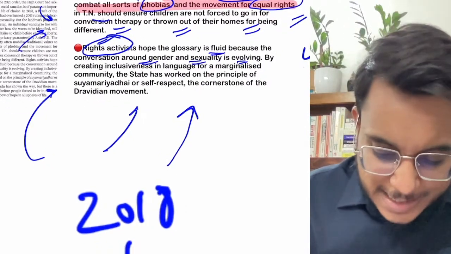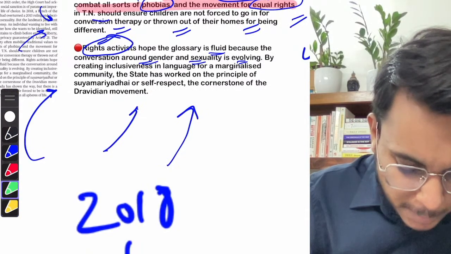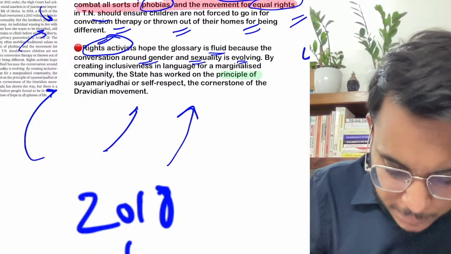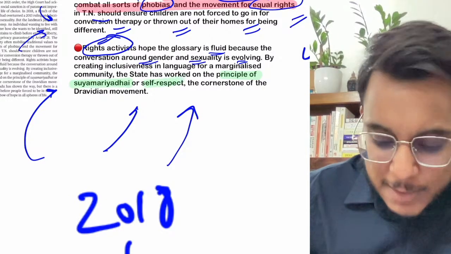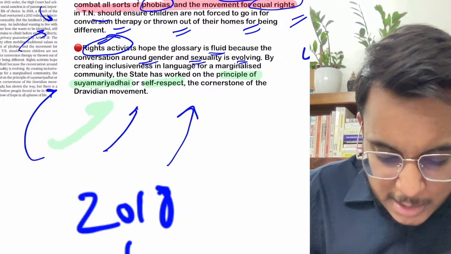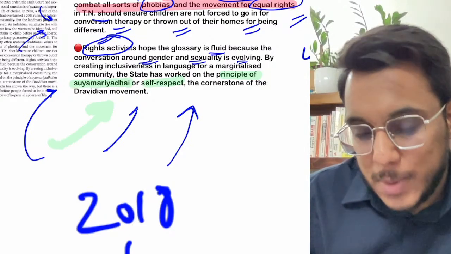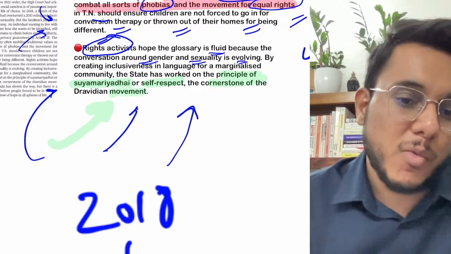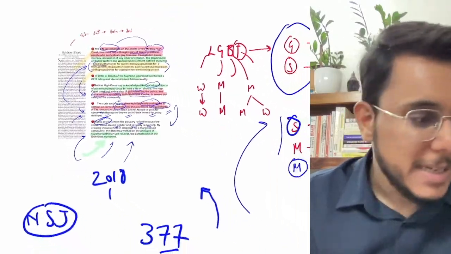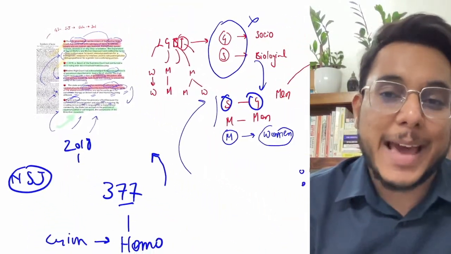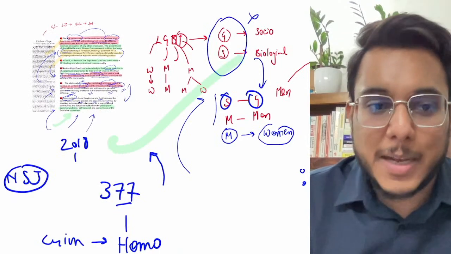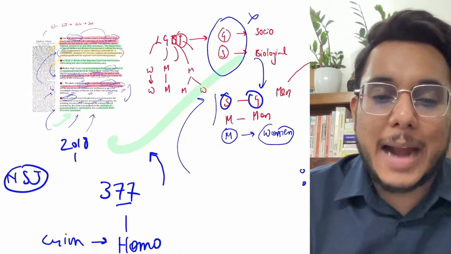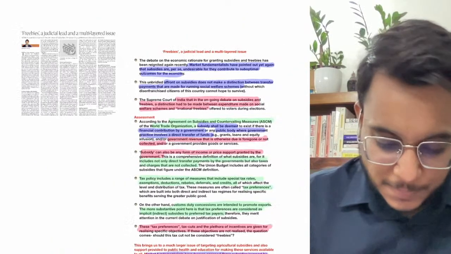Then, guys, it had been provided that we need to focus on the principle of Suya Maryadhai, or self-respect. Now Suya Maryadhai, or self-respect, has been the cornerstone of the Dravidian movement. So this particular idea, this particular motto needs to be carried forward. So that is all, guys, about this particular article. I hope that you have understood this article, and now we'll move to the next article.